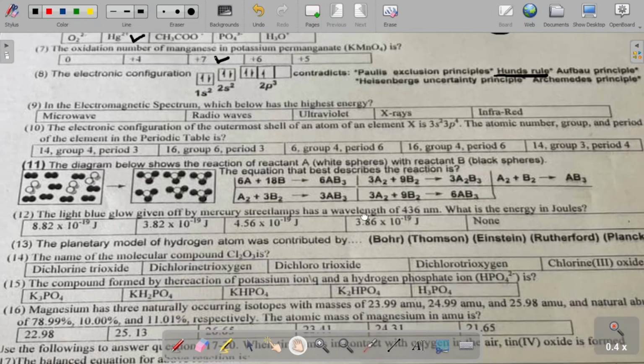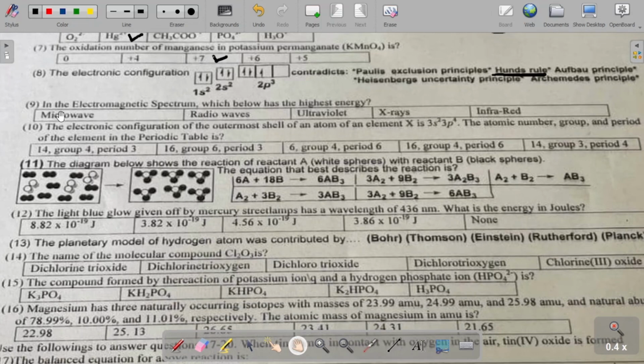Let's move on. Number 9. In the electromagnetic spectrum, which below has the highest energy? That's the question here. And from the options, we have microwave, radio waves, ultraviolet rays, X-rays, and infrared.